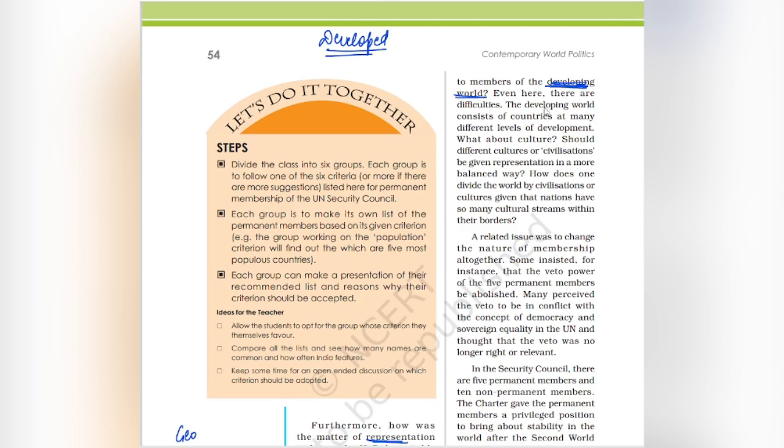Even here there are difficulties. The developing world consists of countries at many different levels. Now again, if we are considering the developing nations, let's say we have already developed countries, now let's add on the developing countries. In developing countries also you would see there are so many countries that are at a different level of their development, right? One country would be at a good level, or one has just begun to develop. So how will you consider it?